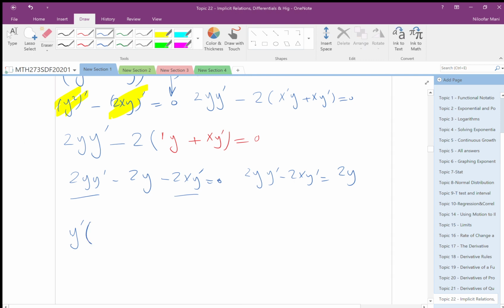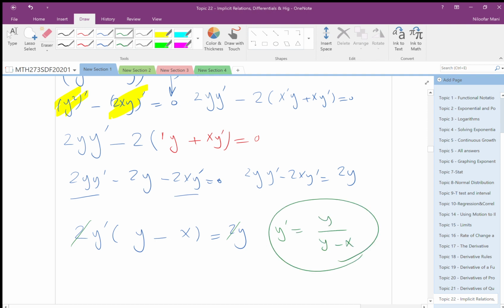Okay, so I factor y prime, so 2y minus 2x. Or I can factor 2y prime, because that's common. So 2y prime is 2y minus 2x equal to y. Let me see, I factor 2y prime, so I just have y here, and here just x. Can I cancel 2 and 2? Yes, I can cancel 2 and 2. So y prime is y divided by y minus x.